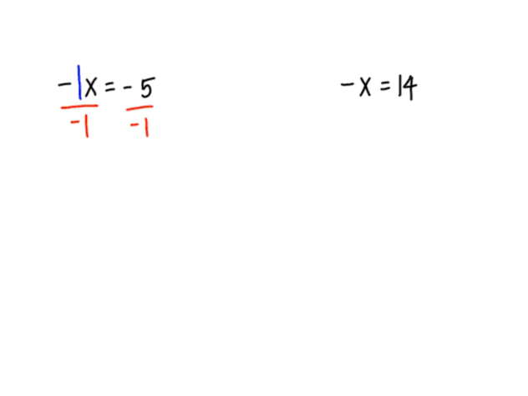So a negative 1 divided by negative 1, that would leave me with a 1x, and negative 5 divided by negative 1 would leave me with a positive 5. And the reason it's positive is that two negatives, when divided, make a positive result.